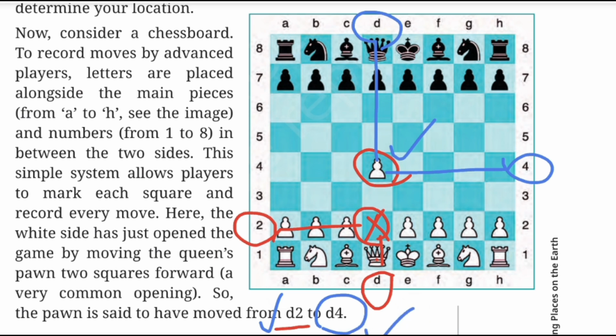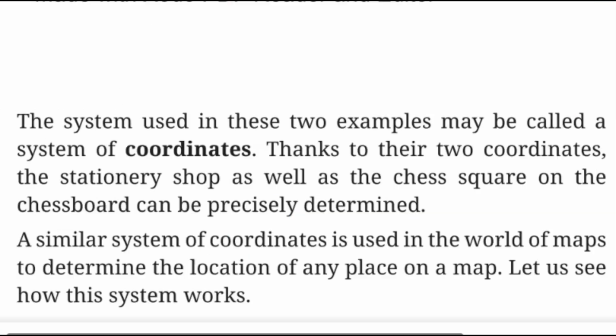In that particular manner, you can describe the movements within the chessboard. I hope it is clear. So this kind of thing, that particular ABCD on one side and the number on the other side, is called a coordinate. I think you understand what a coordinate is.